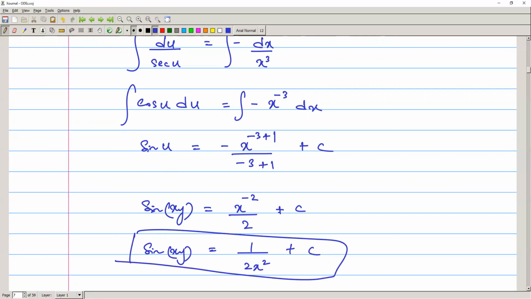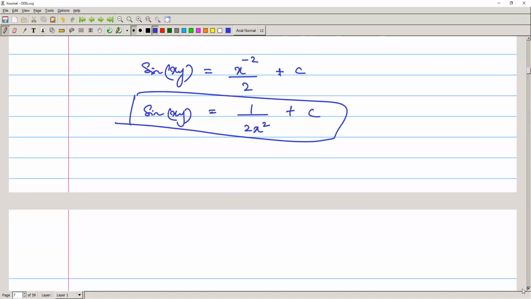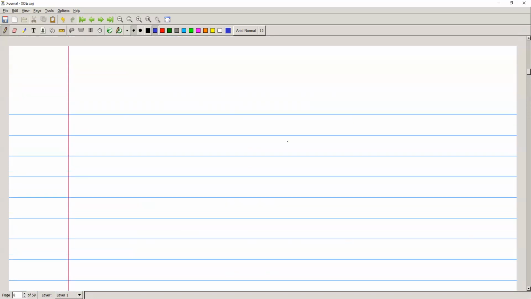So in this way we separated the variables and we got the answer, sine xy is equal to 1 over 2x squared plus c. Now let's take one more example. So the question is cosine of (x plus y) times dy is equal to dx. Again, we have x plus y, so we cannot separate the variables.